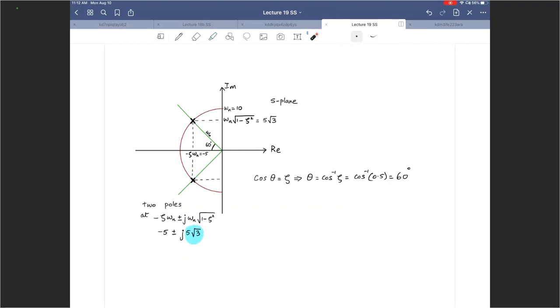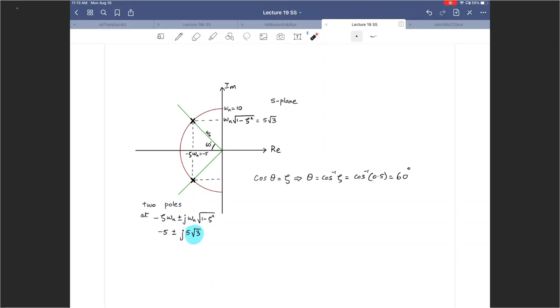What is theta here? Cosine theta is zeta. Zeta we know is 0.5. So cosine inverse of half is 60 degrees. Right? So we know that is 60 degrees. So what all do we know now? We know damping factor. We now know natural frequency, which is 10. We know damped frequency, which is 5 square root 3.